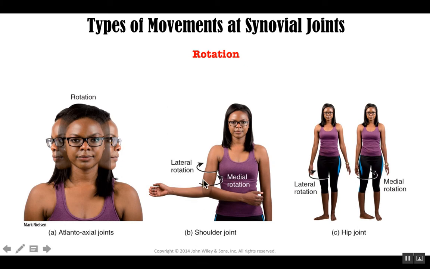So in this picture, she is laterally rotating her humerus, twisting it away from the body, and medially rotating the humerus, twisting it towards the body. You can also do that with your leg. So this is kind of a hard picture, but look at her foot. That femur specifically has laterally rotated away. And then in this image, she has medially rotated it back towards the midline. So that's rotation. You'll notice that pivot joints can rotate, and ball and socket joints can rotate.